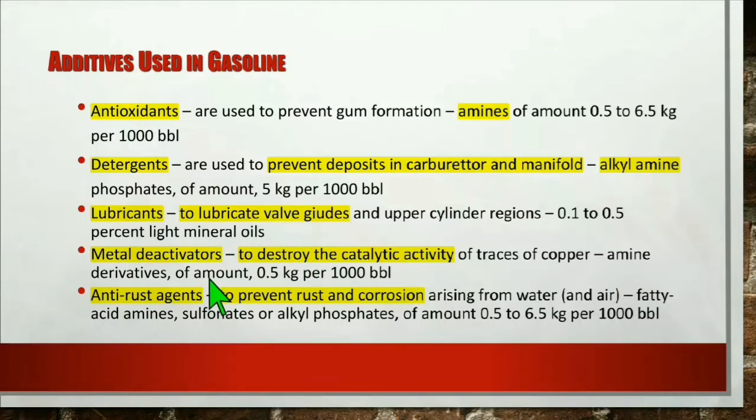Metal deactivators. To destroy the catalytic activity of traces of copper, amine derivatives of amount 0.5 kg per 1000 bbl, and anti-rust agents to prevent rust and corrosion arising from water and air, fatty acid amines, sulfonates or alkyl phosphates of amount 0.5 to 6.5 kg per 1000 bbl.